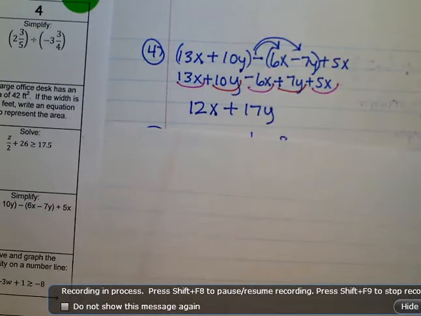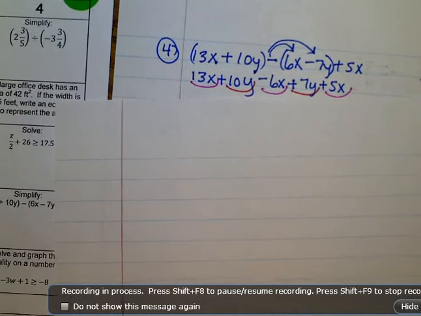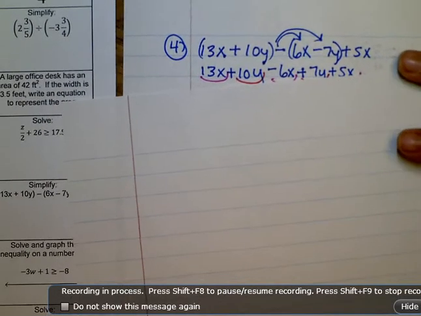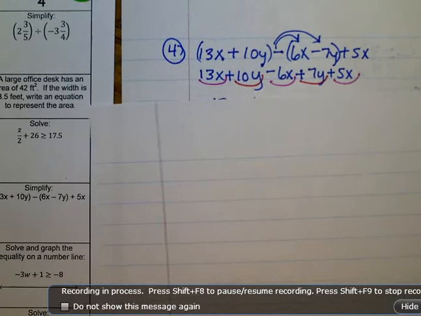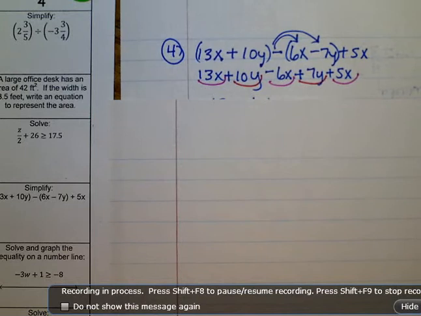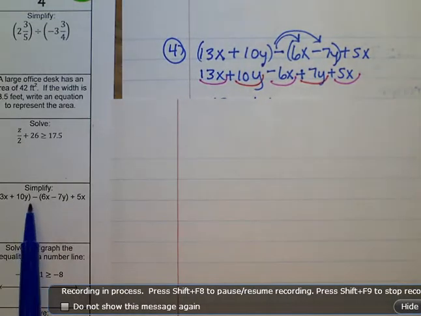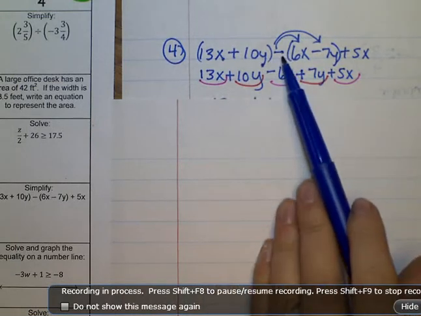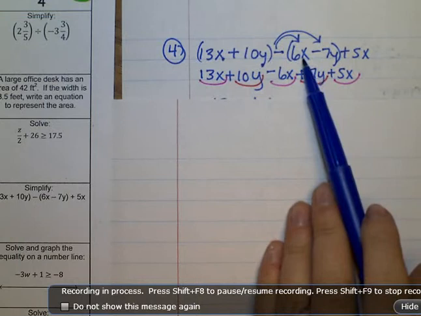Number 4, we are combining like terms to simplify the expression. Okay, so this one always is easier if you have plenty of space to write it out. You may have been able to fit it in this little box, but if not, definitely write this one out. You can see that there's a minus outside the parentheses here, and if we see the distributive property, that must be taken care of first.